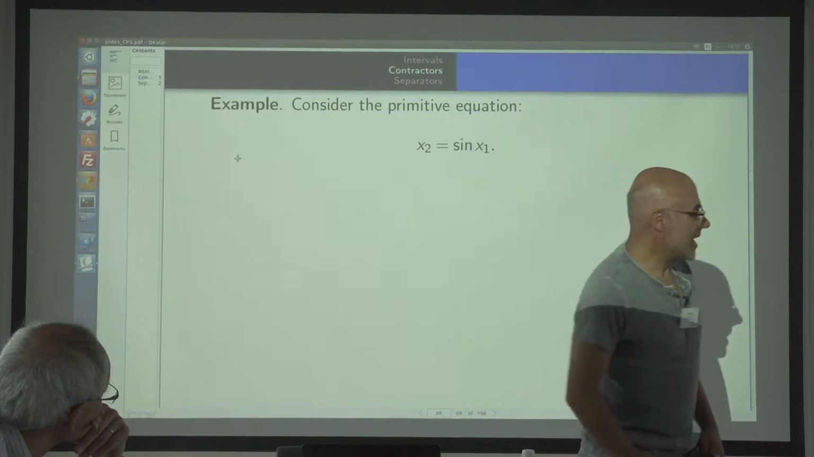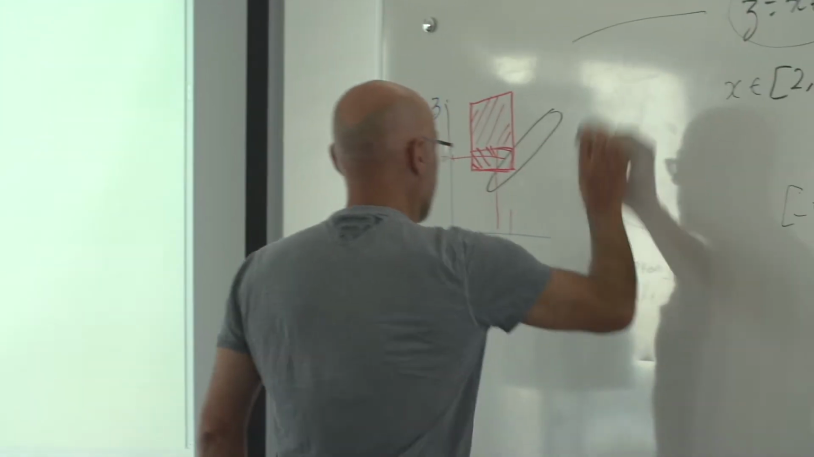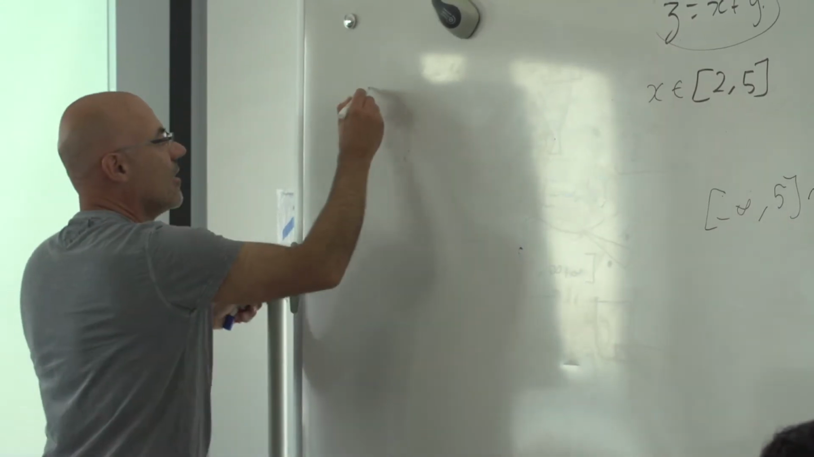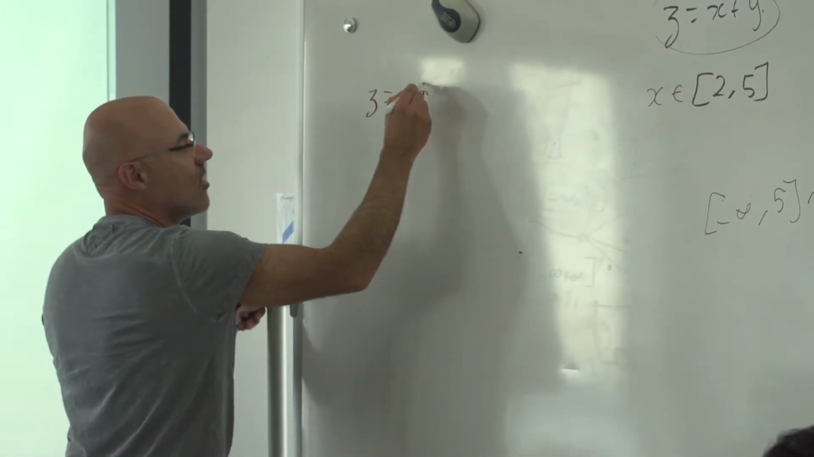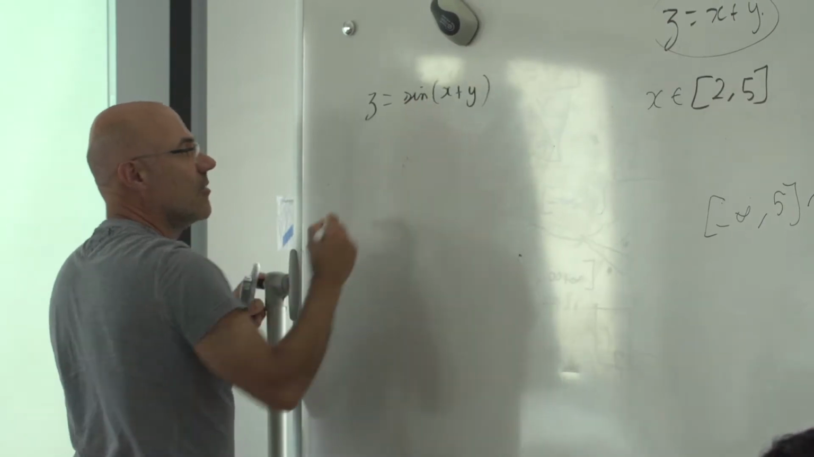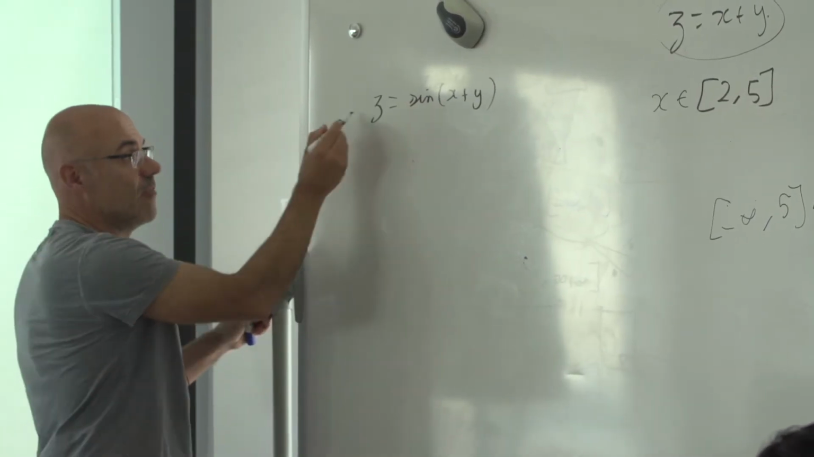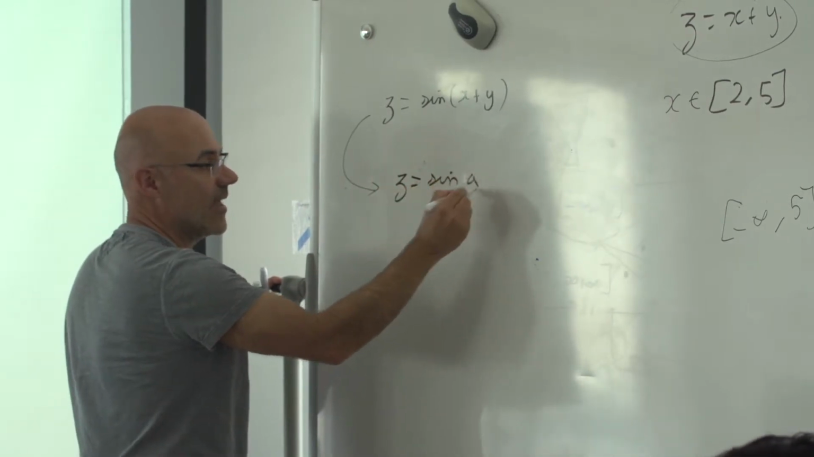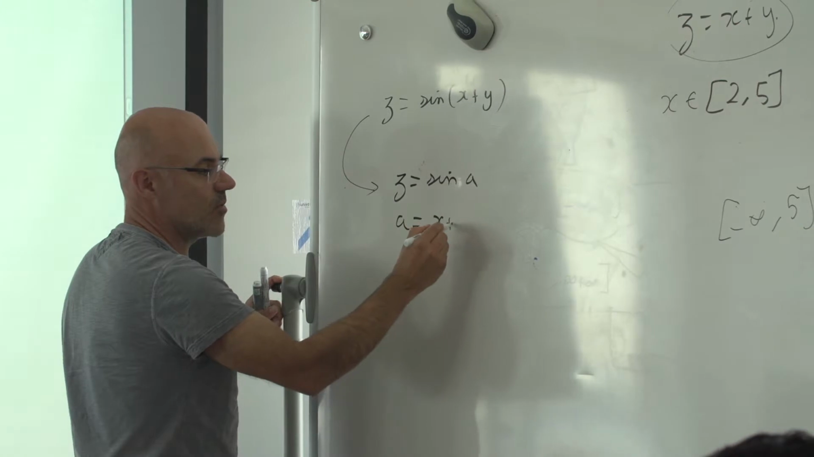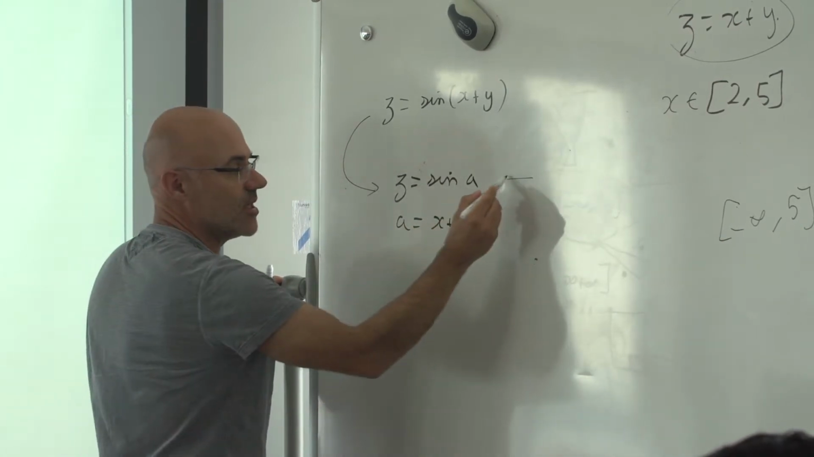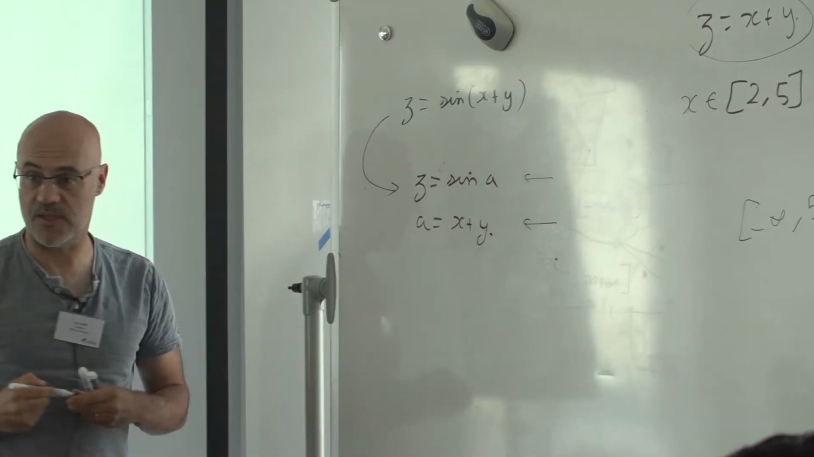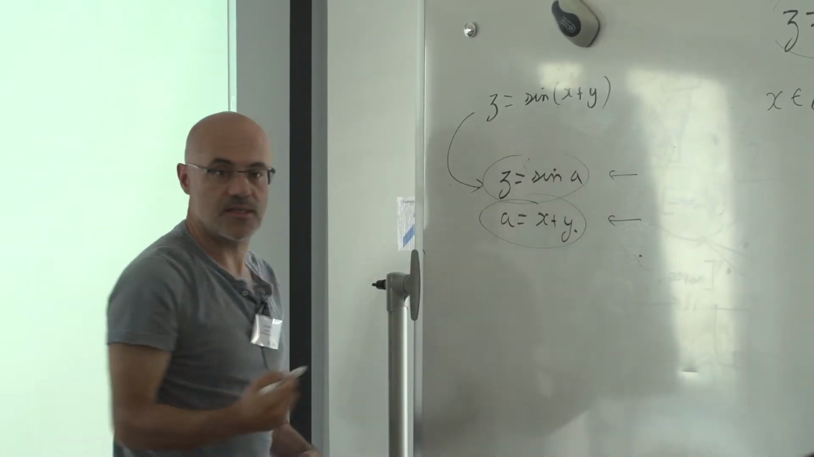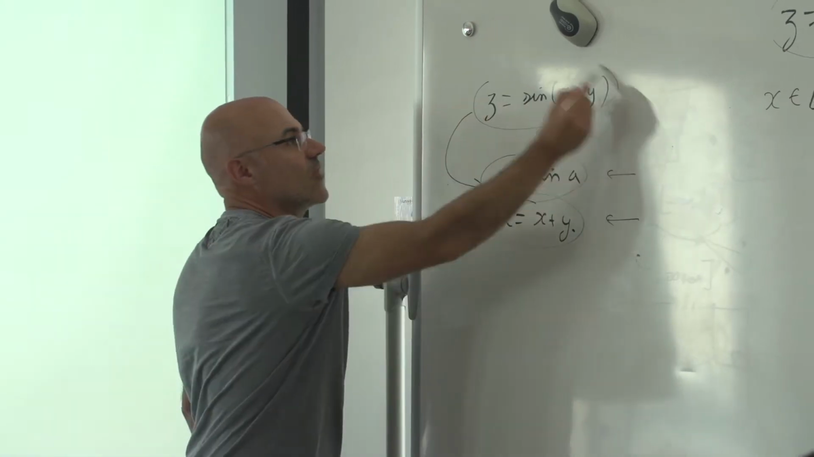So probably it would be nice to explain what is a non-primitive constraint. It is a constraint such that Z equal sine of x plus y. This one is not a primitive constraint, but I can decompose it into Z equal sine of A, and A equal x plus y. This one is primitive, this one is primitive. So I will have a contractor for this, I will have a contractor for this. But I have not a direct contractor for this one.